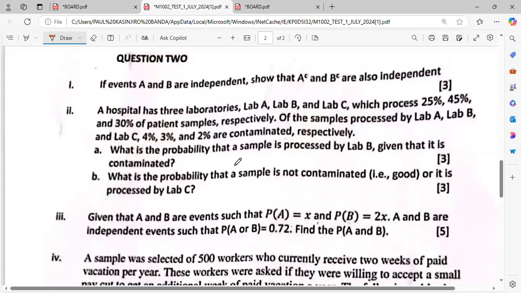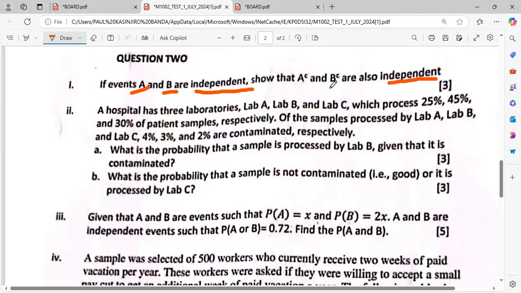Okay, so let us continue with our revision. This is question 2. Then we start with the first question there. They're saying if events A and B are independent, show that the events A complement and B complement are also what? Independent. So how can we show that A complement and B complement are also independent events?